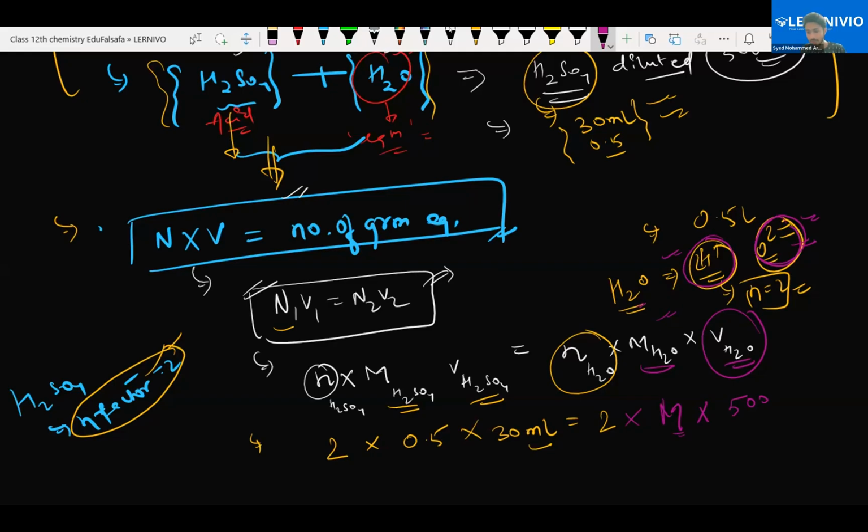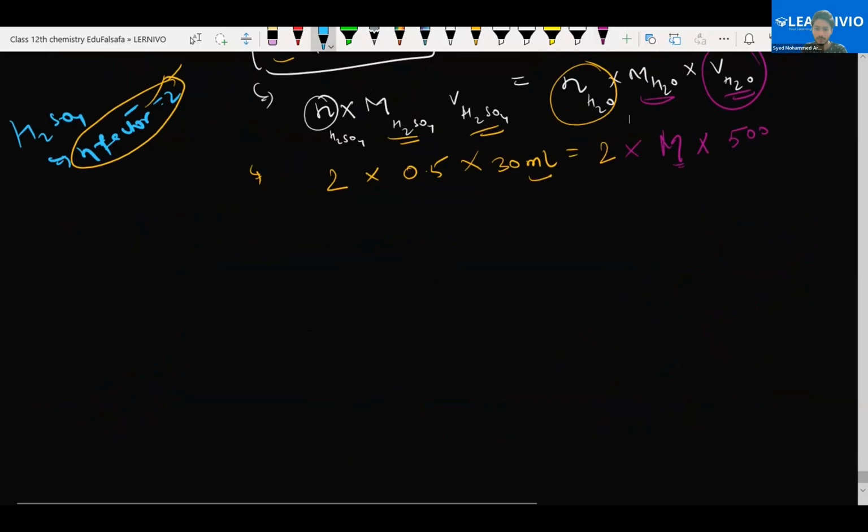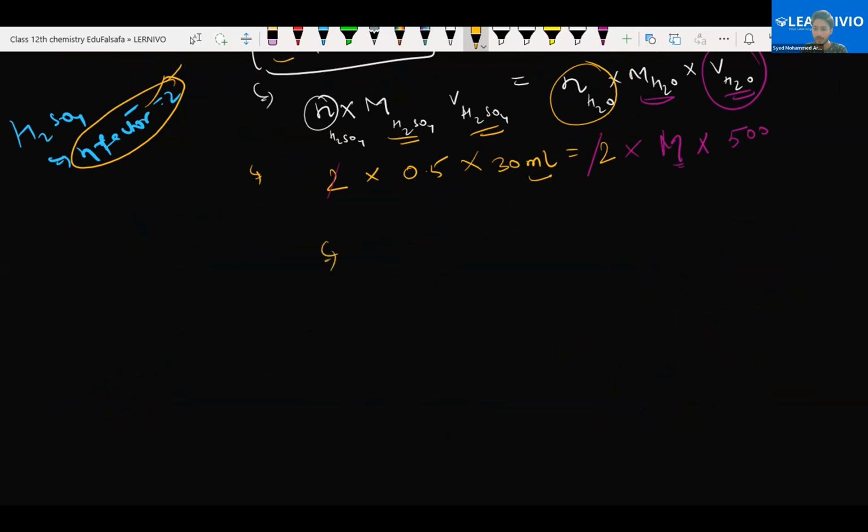Correct? Yes, sir. This is what you need to do. Just solve this, it is basic mathematics. 2 is cancelled out by 2, and 0.5 ml is cancelled out by ml here. So just write M here, and 0.5 multiplied by 30 divided by 500. Now solve this and tell me the answer.